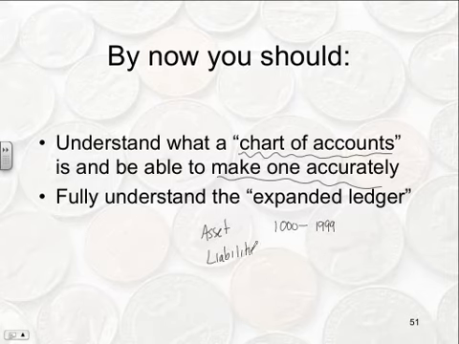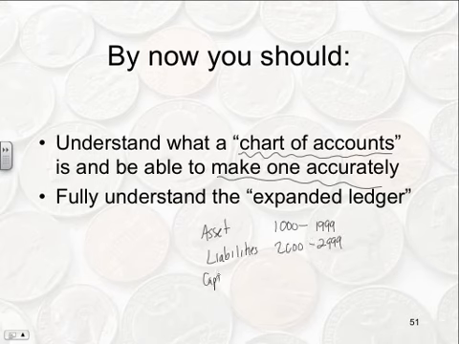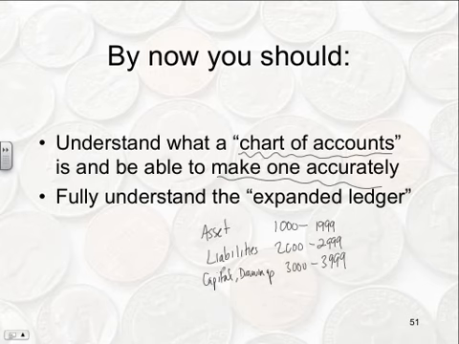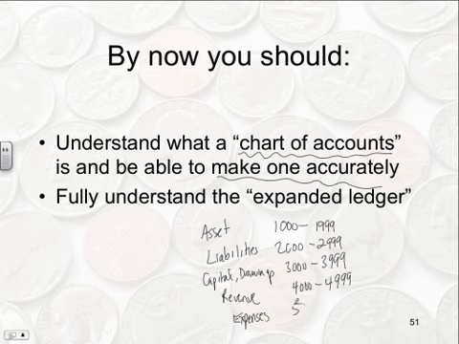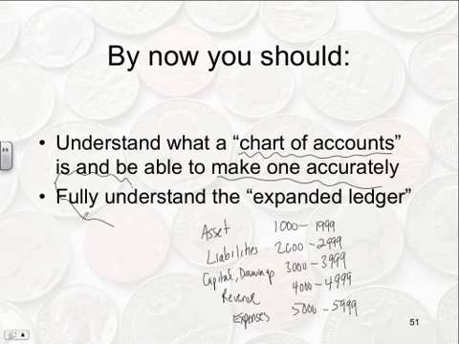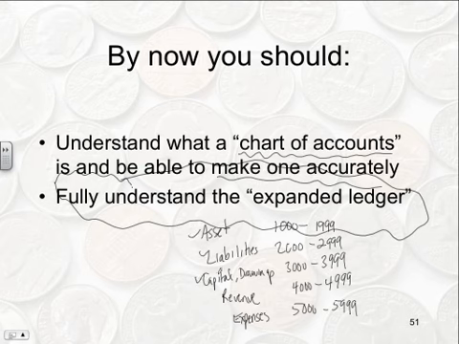Liabilities start with 2. Capital and drawings start with 3. And remember, if you have partners, there will be more than one capital and drawings account. Revenue starts with 4. And finally, expenses start with 5. You will be required to do this in class tomorrow. And you also, by now, for sure, should fully understand the expanded ledger, know what all of these account types are, and be able to tell me where their normal balance is and how they act.